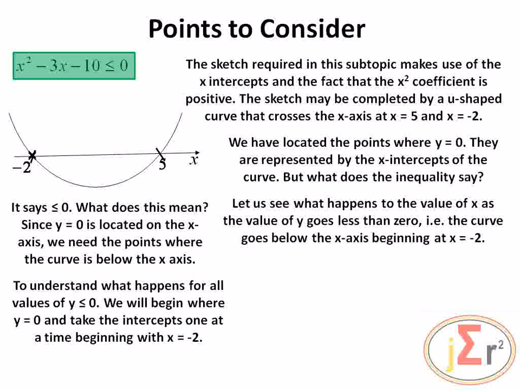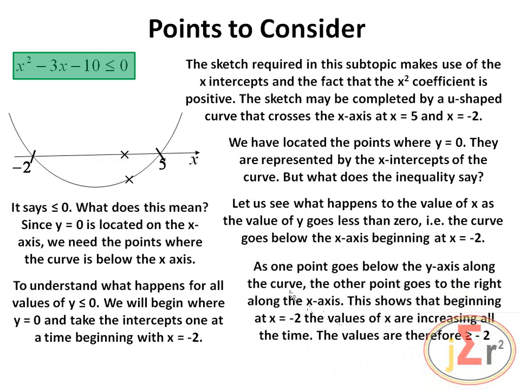So let's see that again. As we go down, we are starting here, and the motion is in this direction. As one point goes below the y-axis, which is the point that is going on the curve, that is going for y less than or equal to 0. The other point goes to the right along the x-axis.